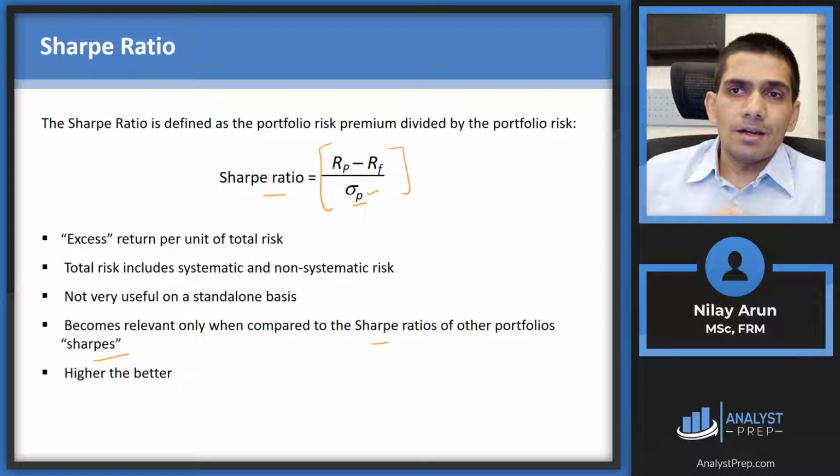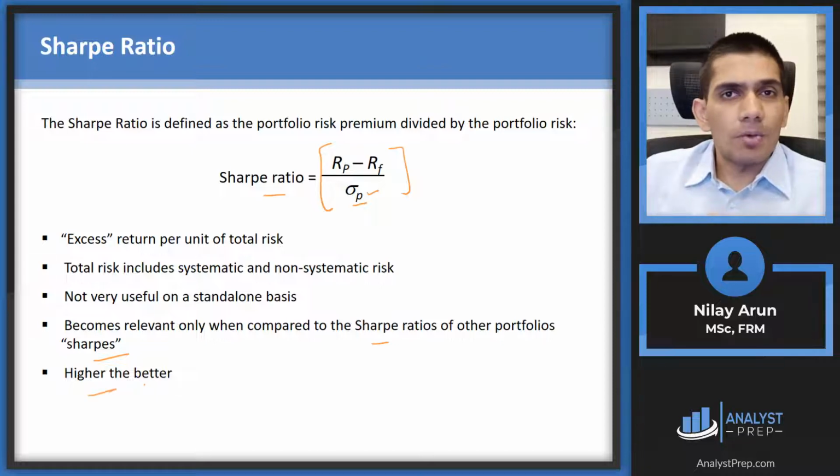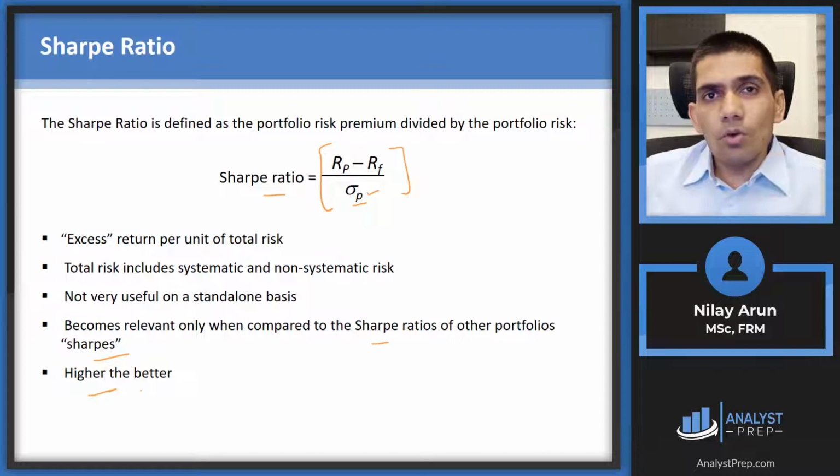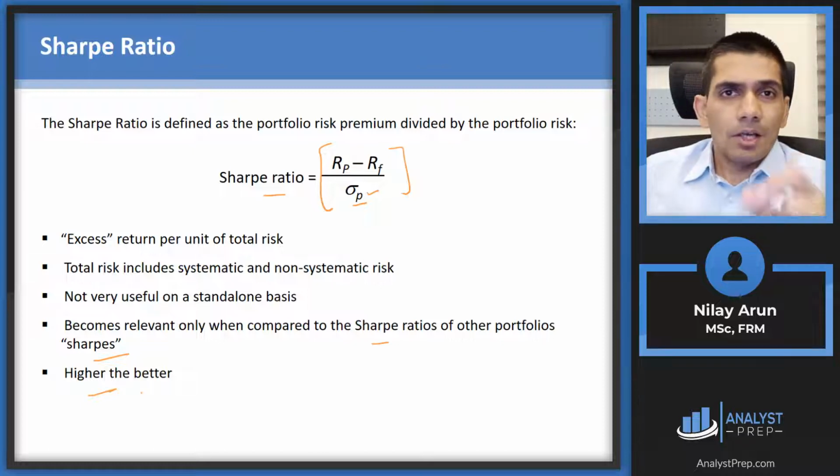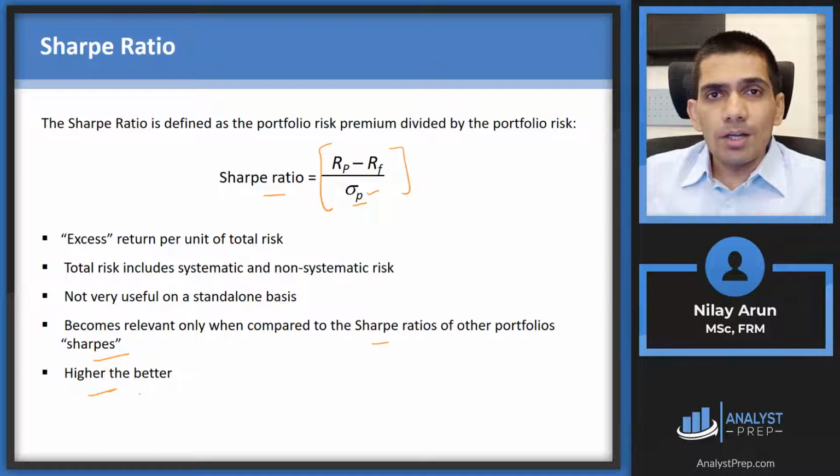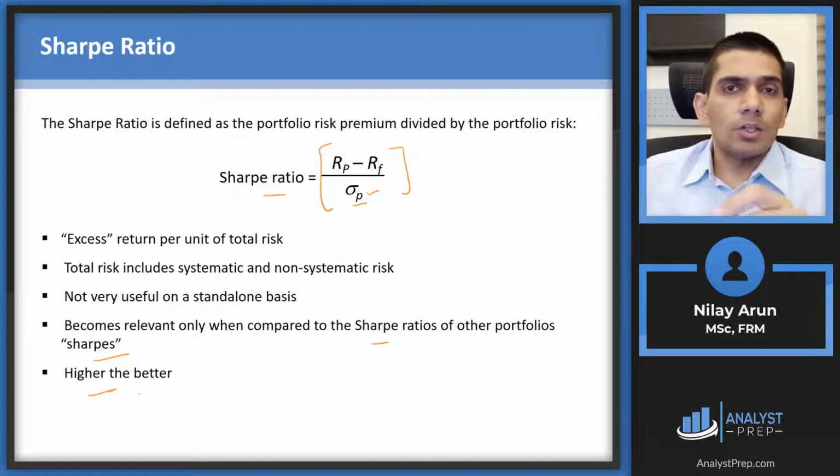Now the simple thing here is that the higher the Sharpe ratio is, the better it is. Why is that? Remember we said Sharpe ratio is the excess return per unit of risk that you're taking. So the more return you're able to give for the same level of risk, the better your portfolio is. So if you have to select a portfolio based on Sharpe ratio, how will you do it? From the various portfolios that you have, you calculate the Sharpe ratio for each and every portfolio, and you select the one which has the highest Sharpe ratio.